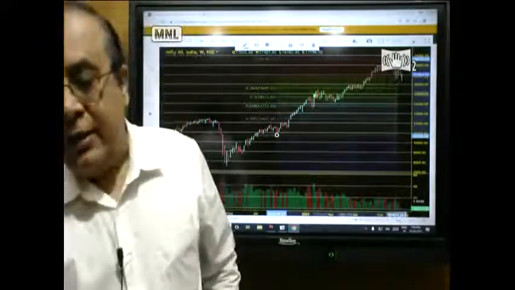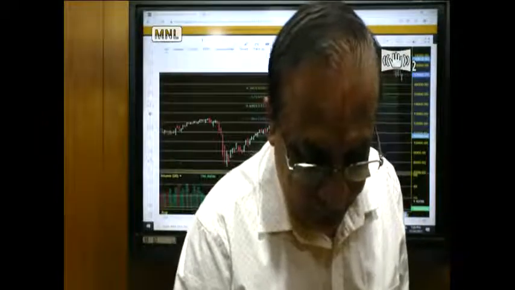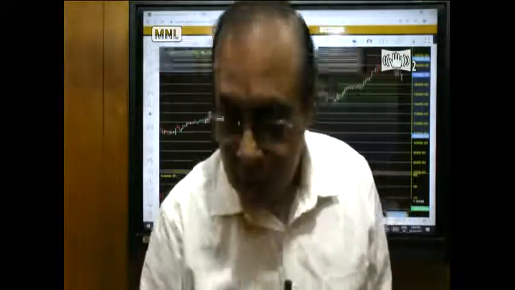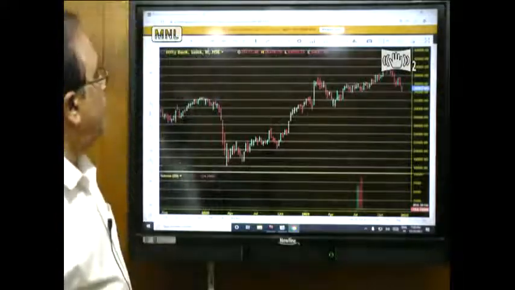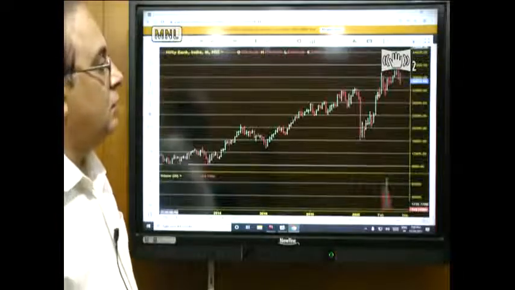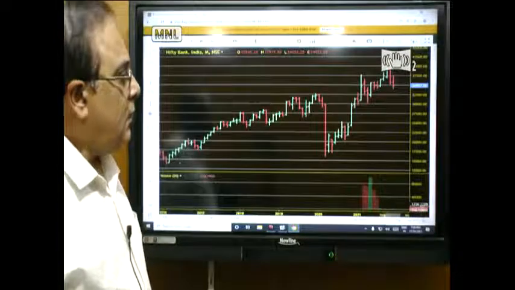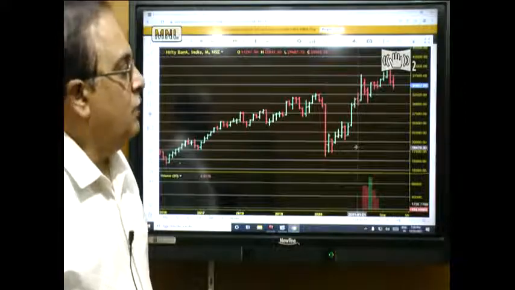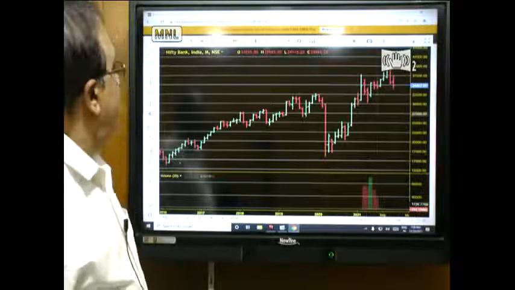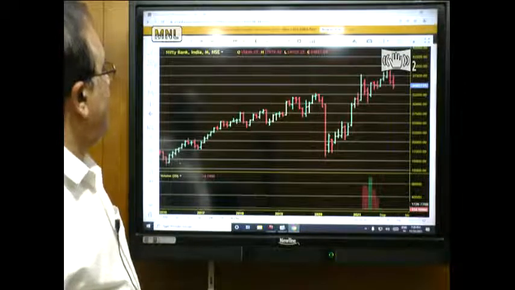We will look at Bank Nifty. So Bank Nifty, we'll look at the monthly chart. Bank Nifty, the fall is slightly worse than Nifty, and we'll look at the Fibonacci straight away.